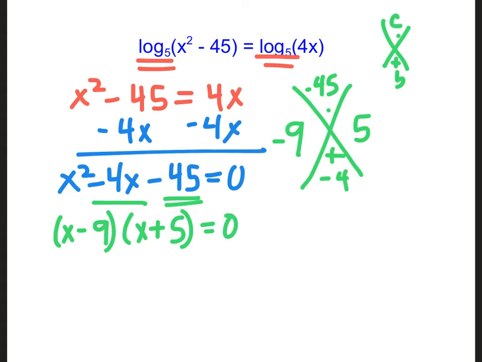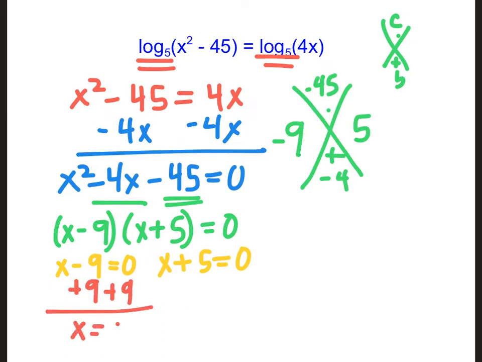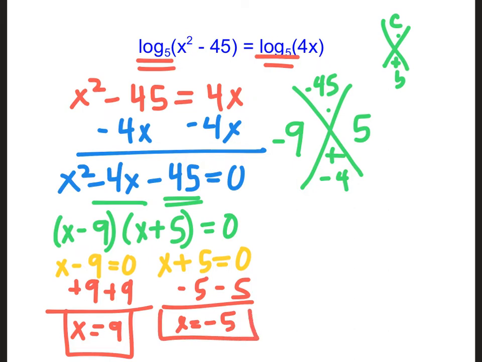Again, we're going to set both of those equal to 0. So x minus 9 equals 0, x plus 5 equals 0. And we're going to solve for x. So we're going to add 9 to both sides. X equals 9. And we're going to subtract 5 from both sides and get x equals -5. Again, we are going to go ahead and plug these into our equations and hope that they work out nice.